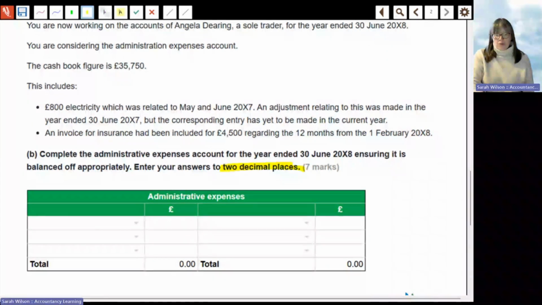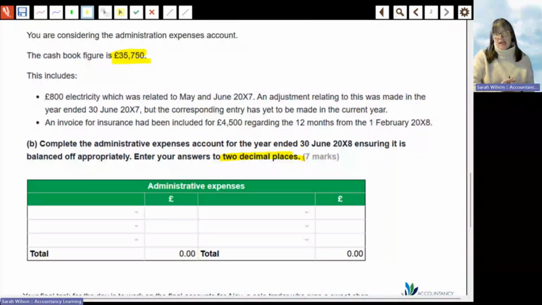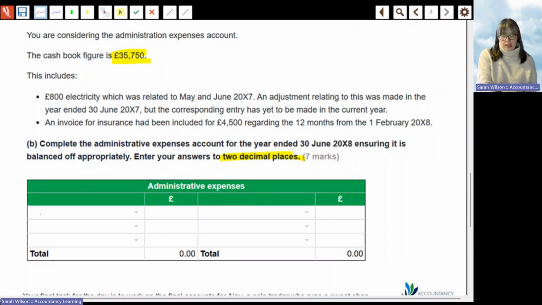So first of all, we are going to be looking at our cash book figure. It's the first thing that we're given here. So this is the amount of money that's been paid out on administration expenses. So we are going to put in cash book, and it's going to be a debit because it's going to be a credit in the cash book, and so it's coming out of the bank. We've paid the money out, so it's going to be a debit to increase our administrative expenses.